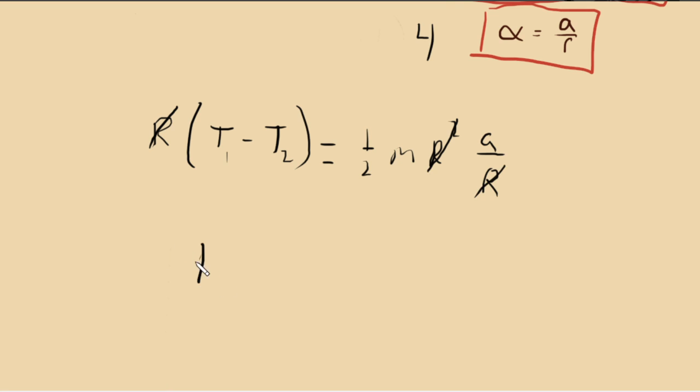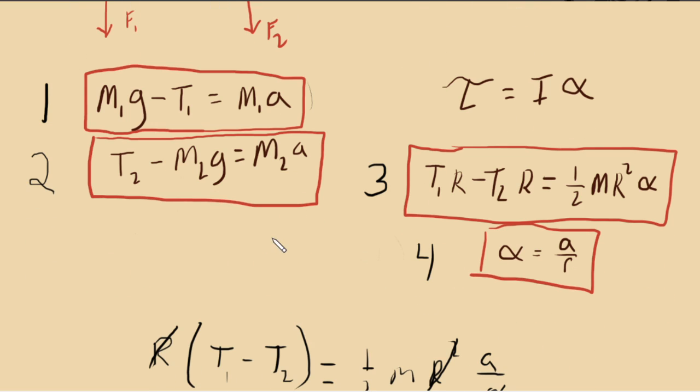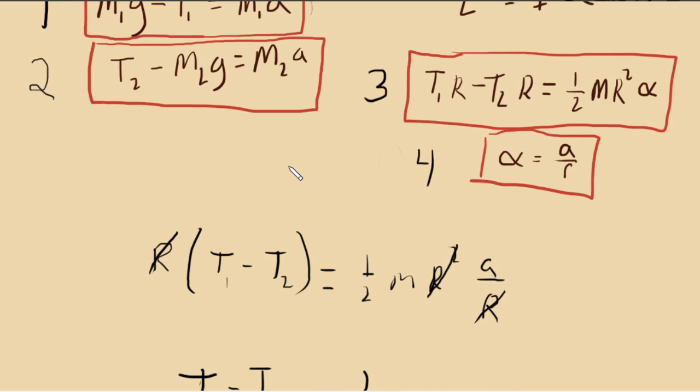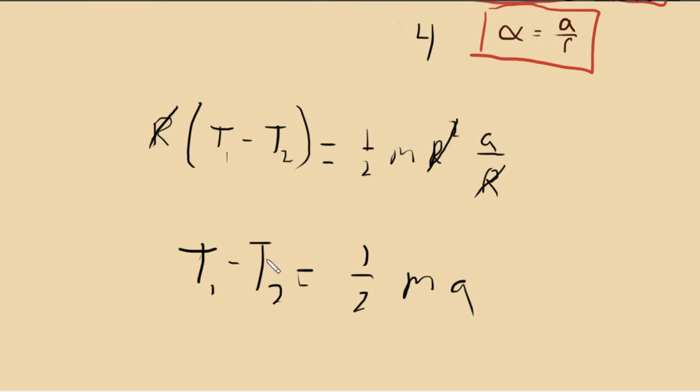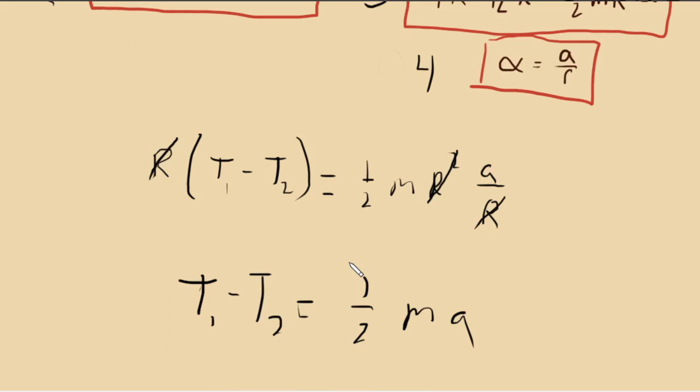So what we end up with is T1 minus T2 equals 1/2 MA. Okay. So now we don't know acceleration, we don't know our tension 1, and we don't know tension 2. But what we could do is use equation 1 to solve for tension 1 and equation 2 to solve for tension 2, and plug those into this new equation that we came up with.